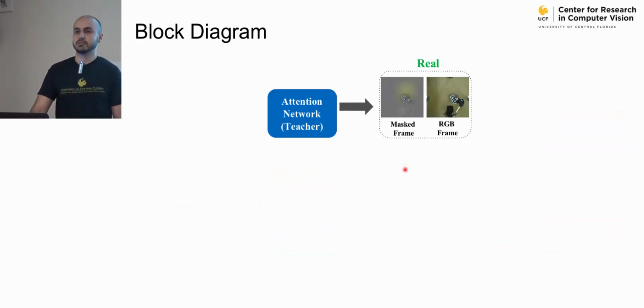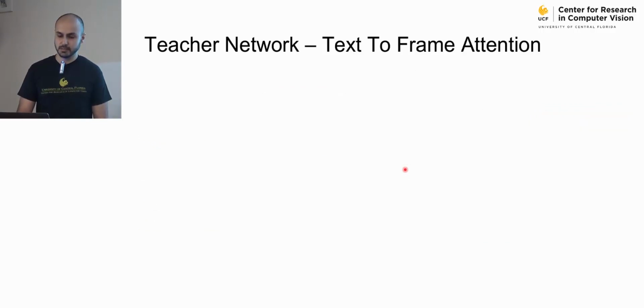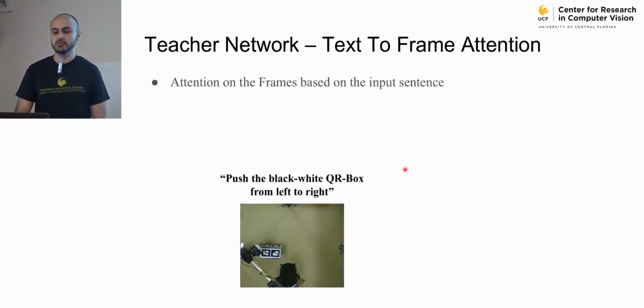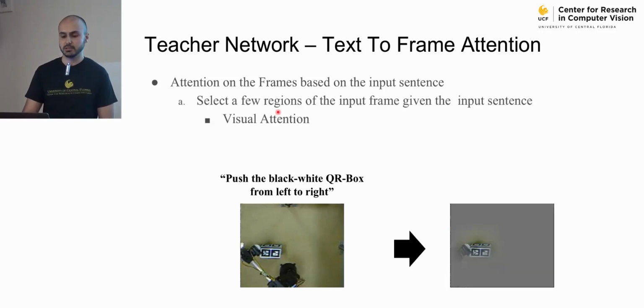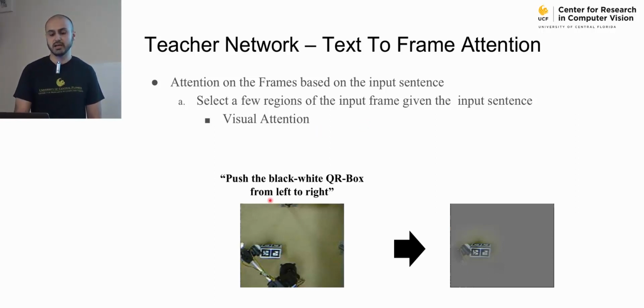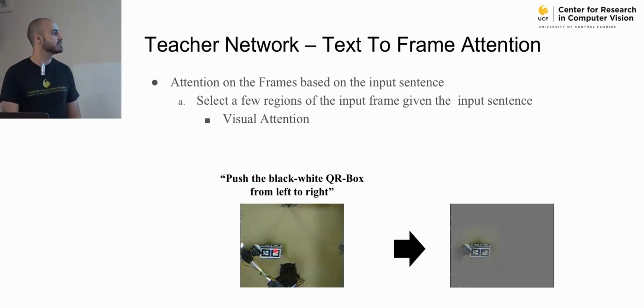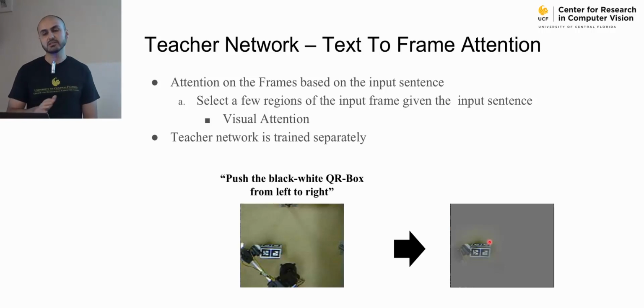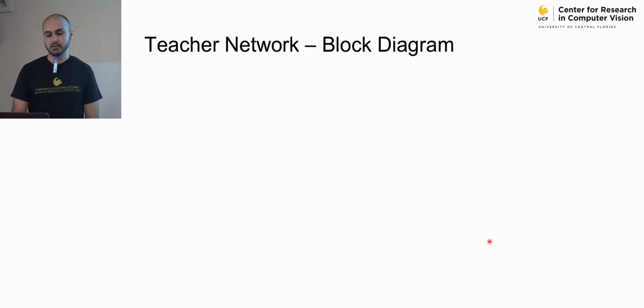So let's start with the teacher network. Our teacher network's job is to compute an attention on the frames based on the input sentence. It selects a few regions of the input frame given the input sentence, and we call it visual attention. As you can see in this example, we have a text and a frame. It selects a few regions of the frame, and we call it the attention. And we train the teacher network separately.